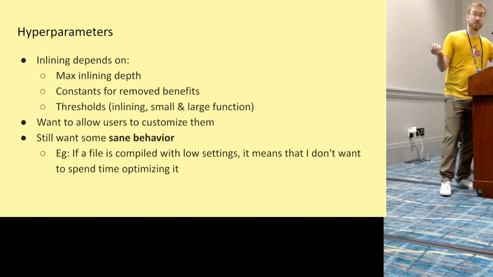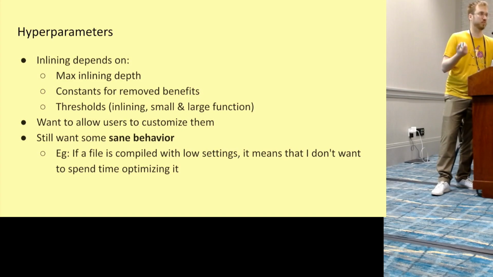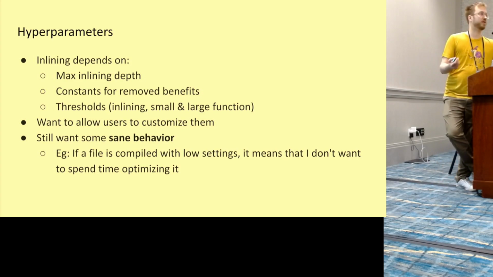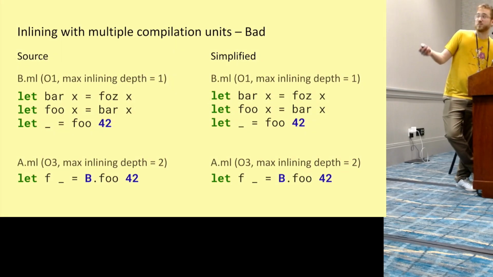The second part that is quite tricky is what's going on with hyperparameters. We've got tons of them. So there's the maximum inlining depth. There's the different function thresholds. There's the different constants for remove benefits. And we want the user to be able to customize them because they directly affect compile time, and maybe for one file they know that these parameters are going to be the best because they want to emphasize removing more indirect calls. So we want to be able to compile different compilation units with different hyperparameters while still having some sane behavior in the middle. One example: two files, two different inlining depths.